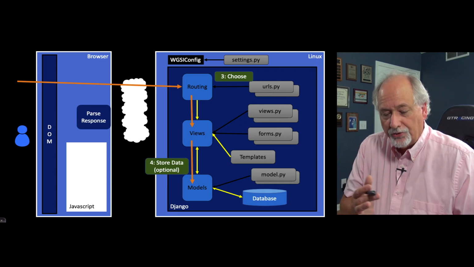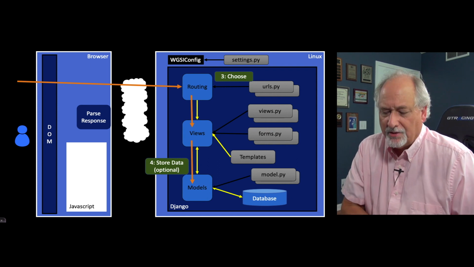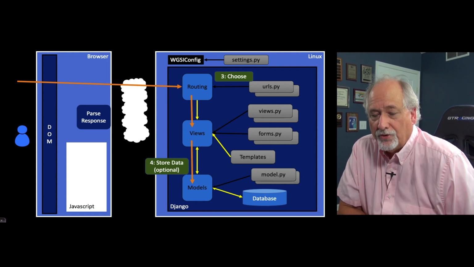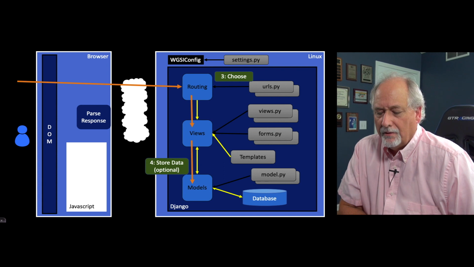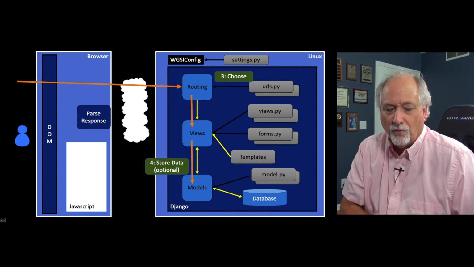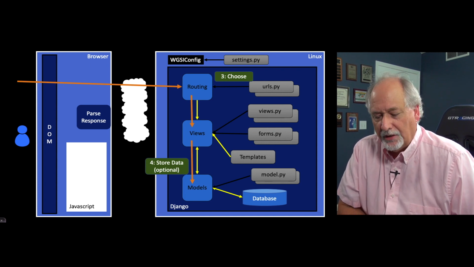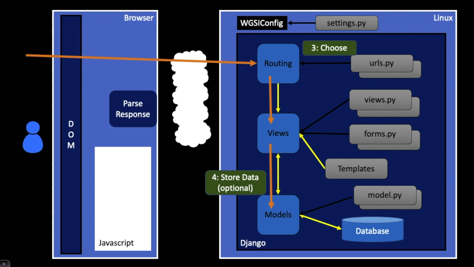So once it's chosen what view to run, it looks at the URL, pulls out the pieces of the URL, and finds the views in views.py. That's a Python file that has the destinations for these incoming URLs. There's a file called forms.py, which we'll see later, that is used to make the forms aspect, the part that you fill in, as pretty as possible.